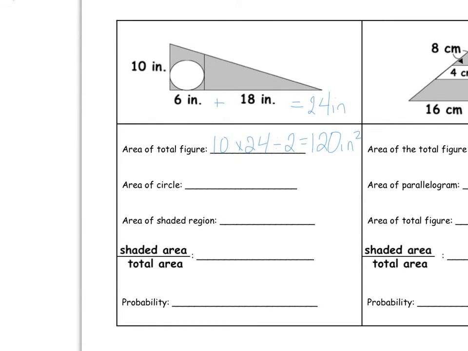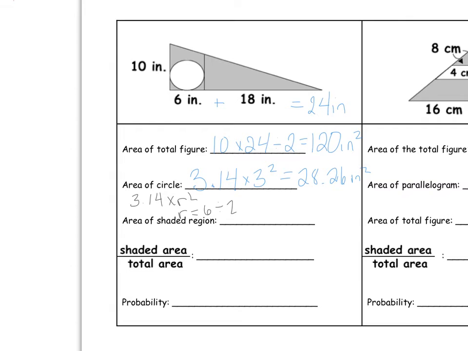Now to get the area of the circle, we know it's going to be 3.14 times radius squared. They told us that 6 was all the way across, so to get the radius, we have to say 6 divided by 2, which is 3. So that's why for the circle, we do 3.14 times 3 squared and we end up with 28.26 inches squared.